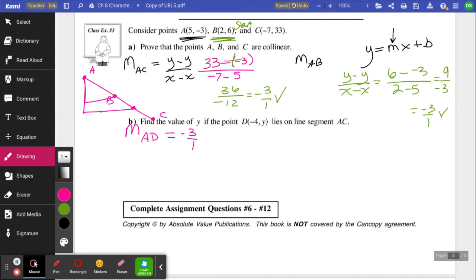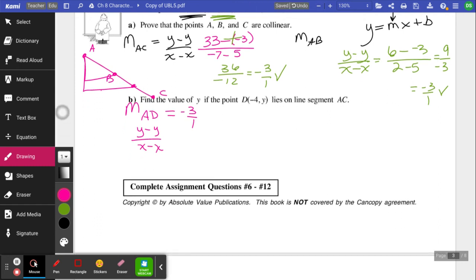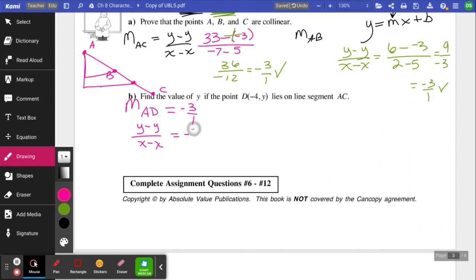So that when I go, because I can put this wherever I want, it's negative 4, and I can put it up or down as far as I need to. Let's put it right on the line. Let's make that y value match. So here's what I'm going to do. My slope of AD needs to be the same as the slope of the previous ones to be on the line. How do I write the slope of AD? y minus y over x minus x. Write it down. Just like that. I need this to be equal to negative 3 over 1.